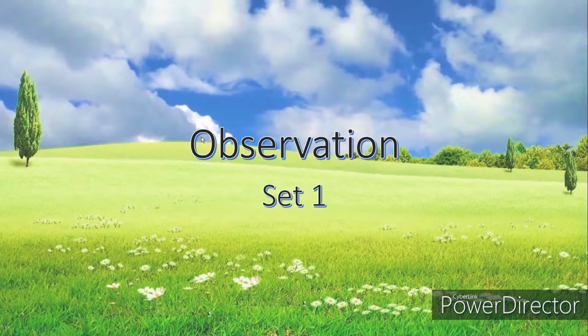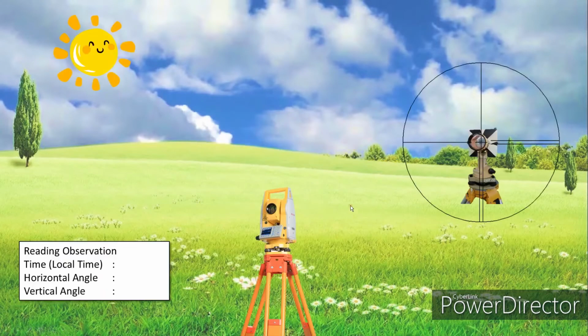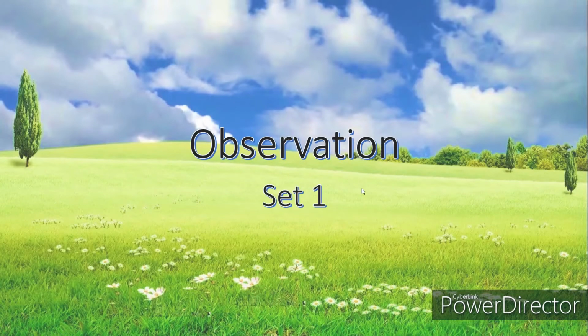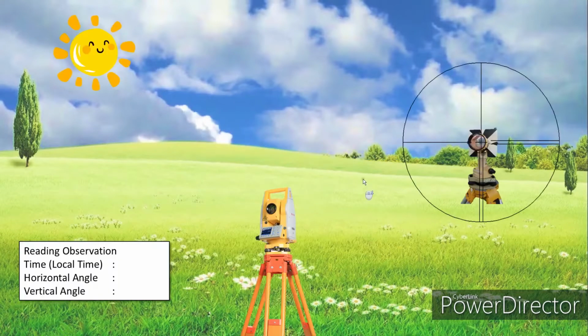In solar observation, we need to do at least 2 sets of observation. First, we proceed to the field observation. In the diagram, you can see the crosshair of the total station targeting the prism. I will also make the booking together with you and show you how to do it.